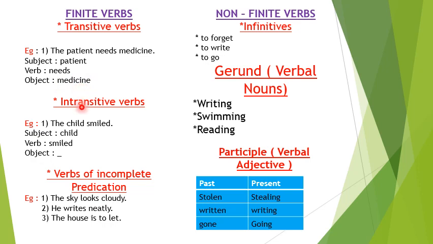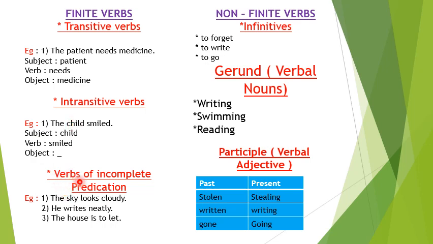The next type, intransitive verbs. In intransitive verbs, we do not require an object to complete the action. The action is completed by the subject itself. Example, the child smiled. The action of smiling is completed by the child himself. Here, the subject is child, the verb is smiled. And we do not require an object here because the subject itself performs the action.